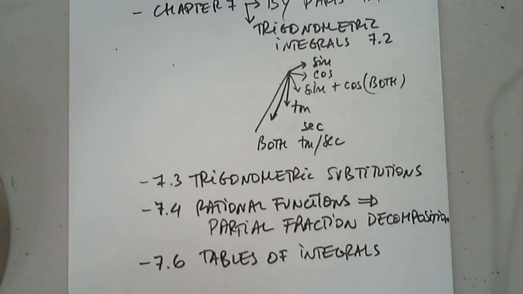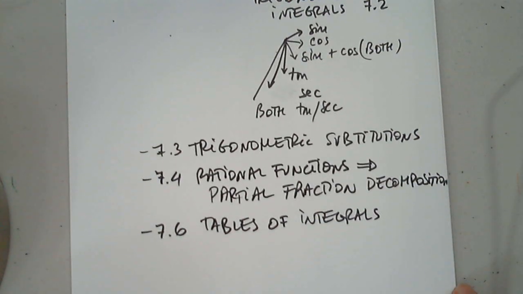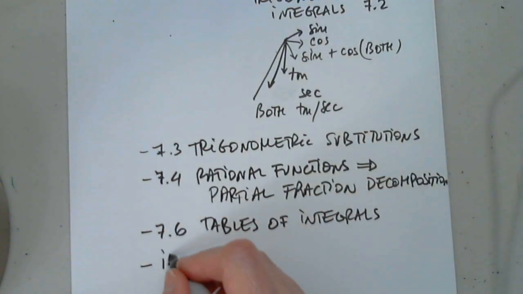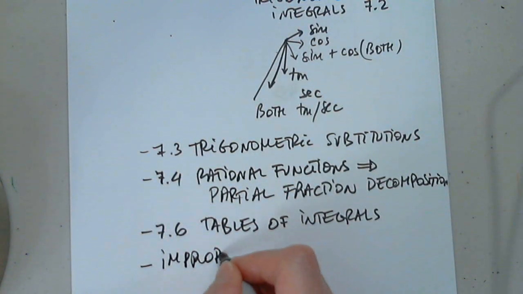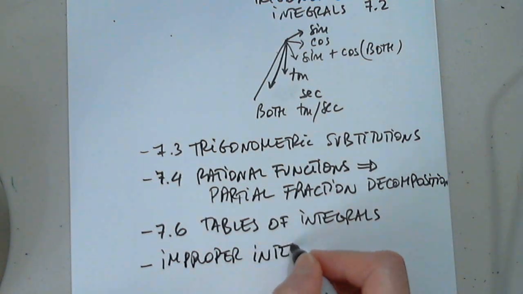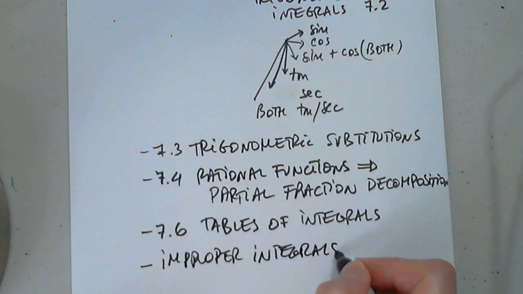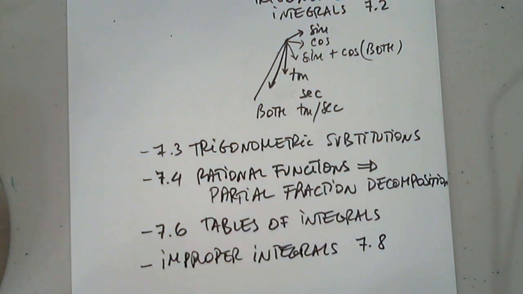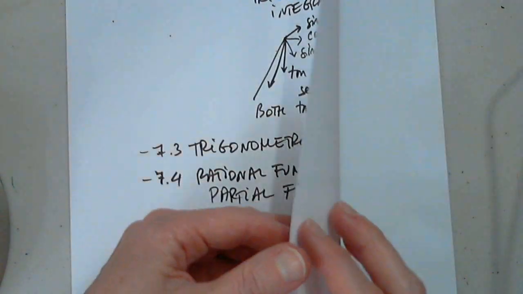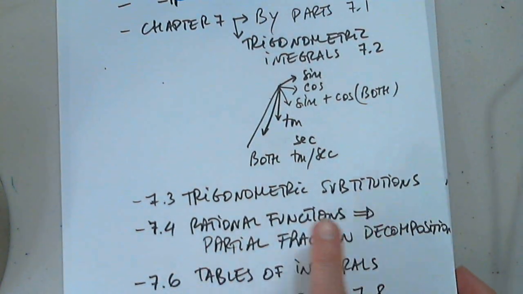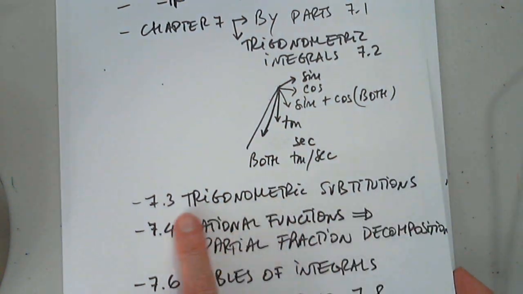We do have, at the end of this chapter, improper integrals. So I'm going to add it here, improper integrals. And this is in 7.8. And that will be the entire chapter. Okay, so we are coming back to trigonometric substitutions.